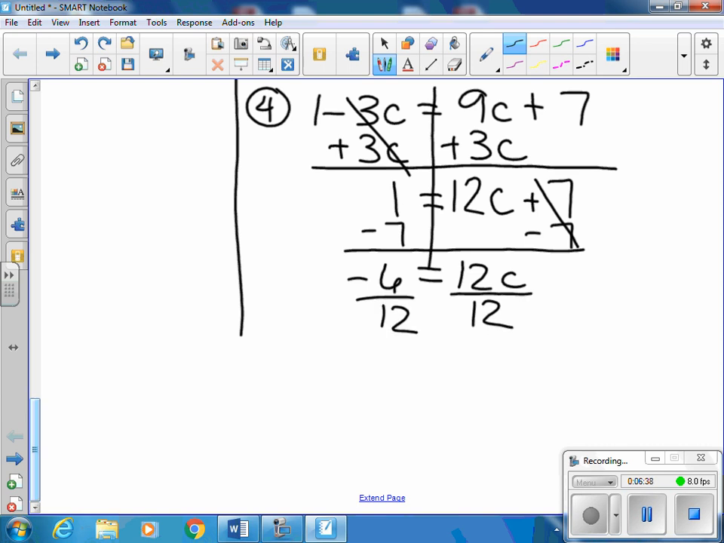And here's where you've got to be careful. When you type in the calculator, negative 6 divided by 12, it doesn't give you a whole number. Right? It gives you a decimal. Anytime you end up with a decimal and there's no decimal in the original problem, your answer has to be written as a fraction. Right? So right now we've got c equals negative 6 over 12. Well, that fraction can be reduced. If I divide by 6, I'm going to end up with c equals negative 1/2.